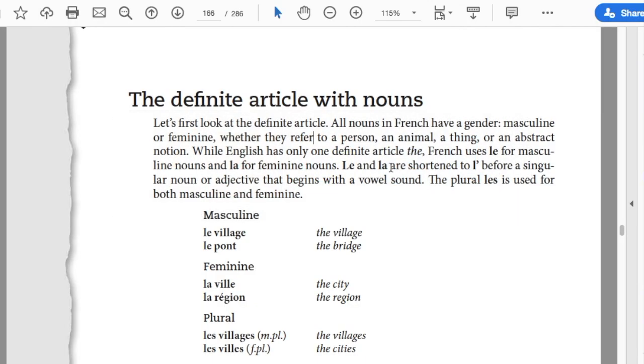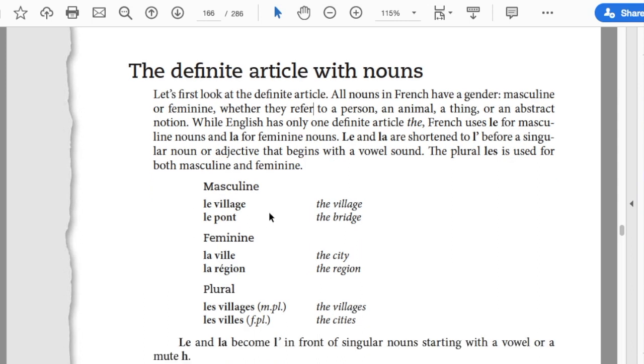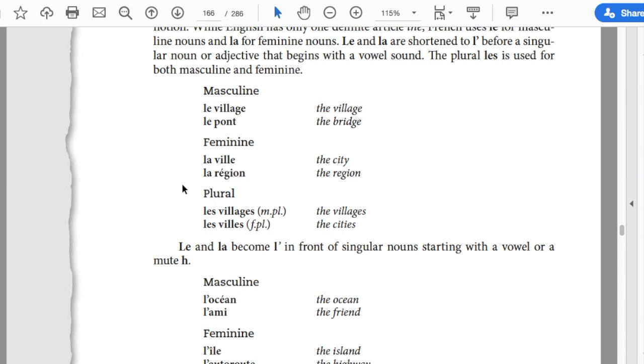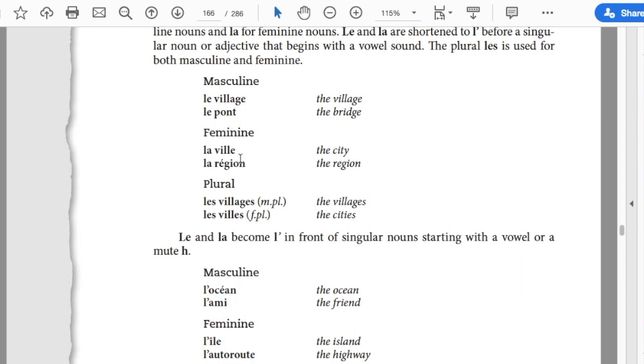Let's look at the examples very quickly. Le village, which is the village. Le pont, which is the bridge. Okay, and because this is feminine, la ville, which is the city. So la région. Always remember the words with their article. So you will learn that city is called ville. Never remember it like that. Always remember: what is city? La ville. What is the bridge? Le pont. So that way you will remember the gender of the word.